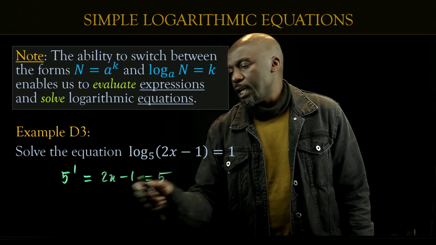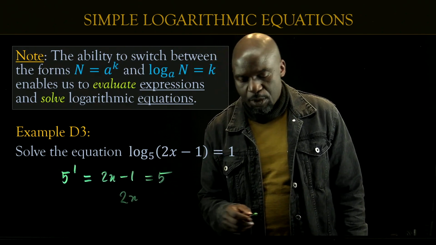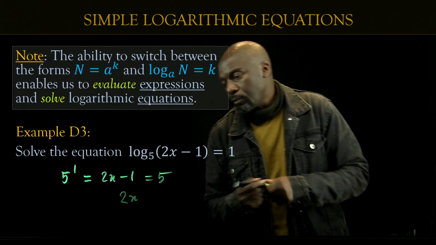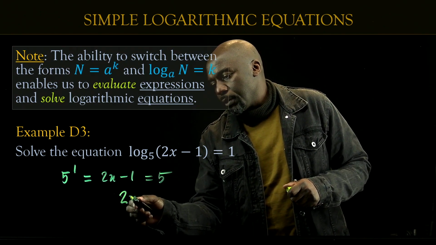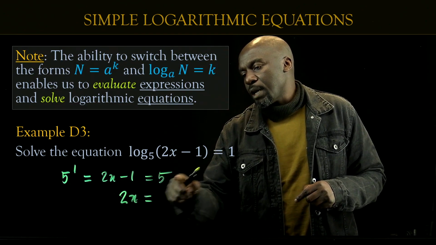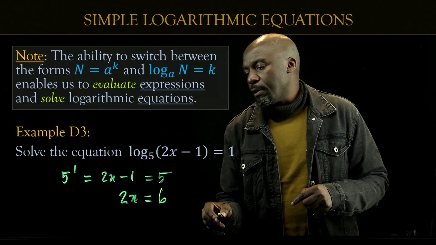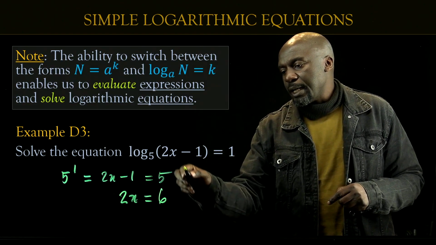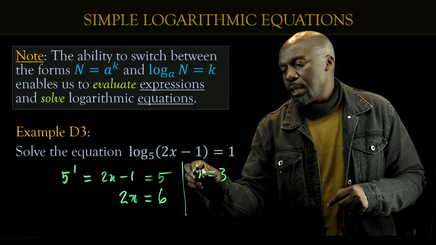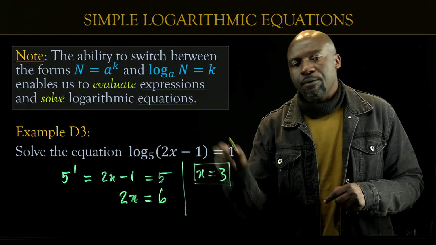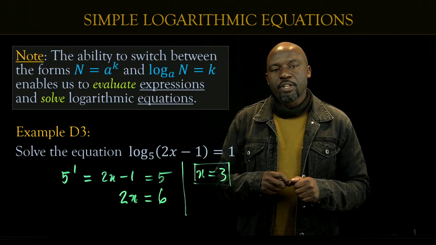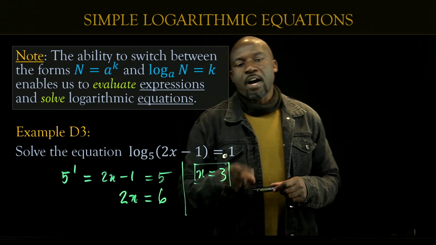I've put it on this side, and so 2x must be equal to, I'll use a different color, so therefore 2x must be equal to, the negative 1 comes to this side and we get 6, alright, divide both sides by 2 and we get x equals 3, and that is the value of x that we need to put there. Okay, so that log to base 5 of 5 equals 1.